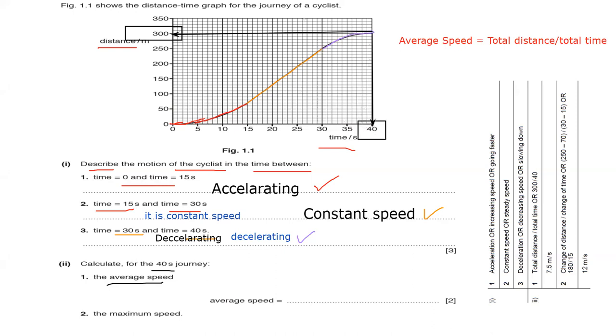So when we calculate the average speed, the total distance over total time, so total distance is equals to 300 and the total time is 40. So 300 divided by 40, that's equal to 7.5 meter per second. The next part, we need a maximum speed.